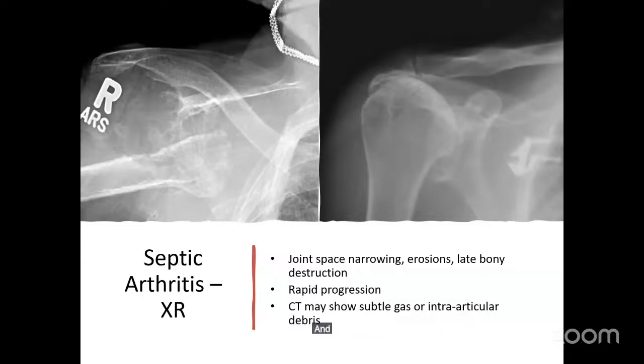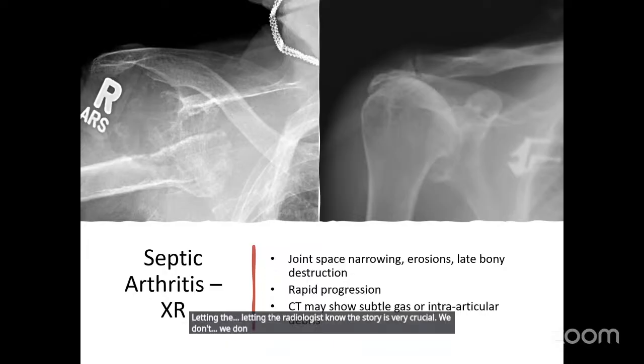And so if any of you are clinicians, letting the radiologist know the story is very crucial. We don't always have the luxury of knowing everything going on with the patient besides just the images, but an infection is a very important thing to know.